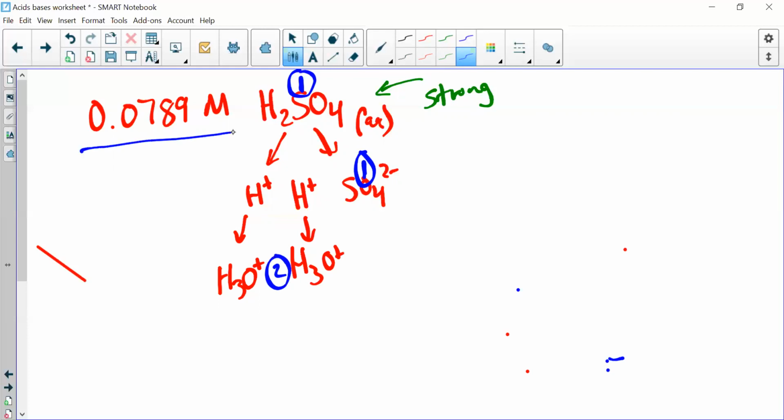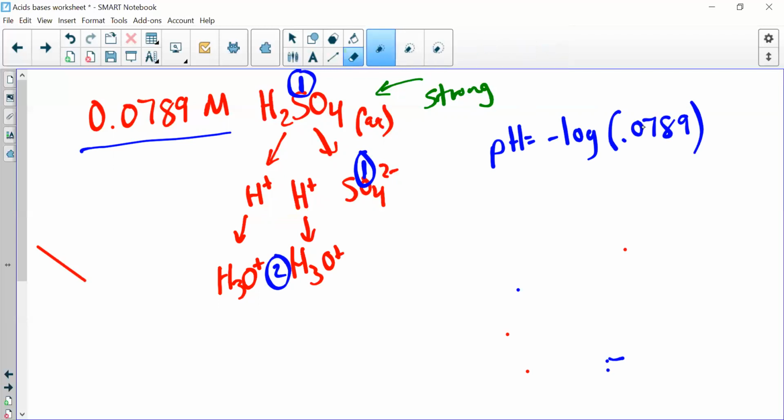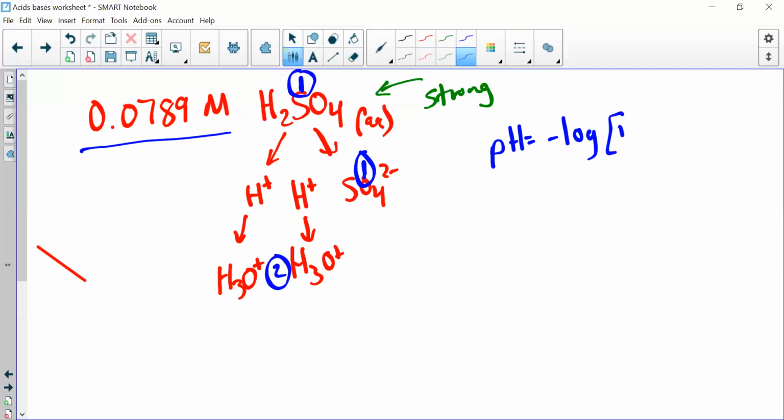So if I give you the molarity of the acid as 0.0789 molar, and I ask for the pH, well, pH is negative log of 0.0789. Oops, sorry, that's not entirely correct. I meant to say it's negative log of the hydronium ion concentration, H3O+. Well, in this case, for every one of these, I'm going to get twice as much hydronium. So what do I do with my initial molarity of the sulfuric acid? I'm going to double it, because for every one of these, I'm going to get two H3O+.